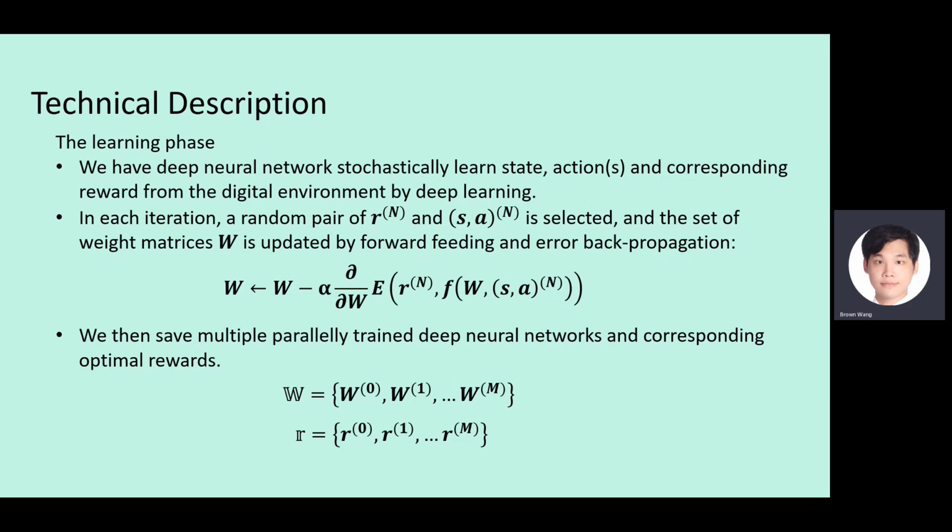Now we would like to talk about the technical details. For your convenience, our method can be divided into two phases. First is the learning phase, and then the deducing phase. In the learning phase, we have deep networks stochastically learn states, actions, and corresponding rewards from a digital environment by deep learning. And then we save multiple parallelly trained deep neural networks and their corresponding optimal rewards. So this is the deep neural network ensemble, and these are their respective corresponding optimal rewards.